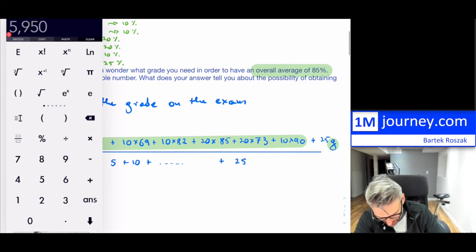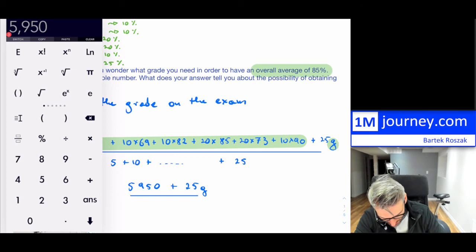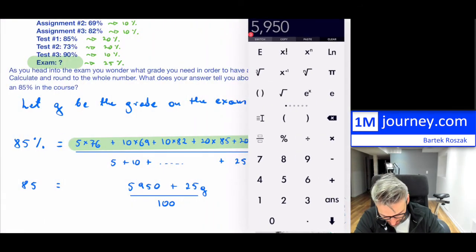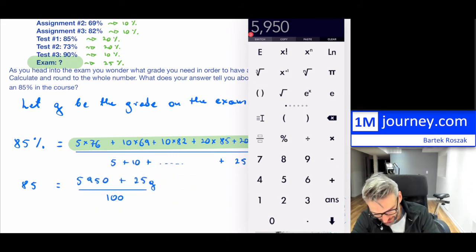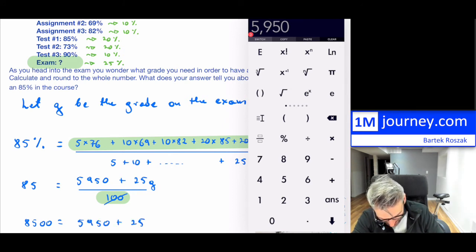So let me write that down for us. 5950 plus 25G. The denominator here, because when you're adding all of these up, is going to be equal to 100. So now I have this much simplified equation. Let me get rid of this. This 100, I can multiply both sides by 100, and the 100 is going to be gone.